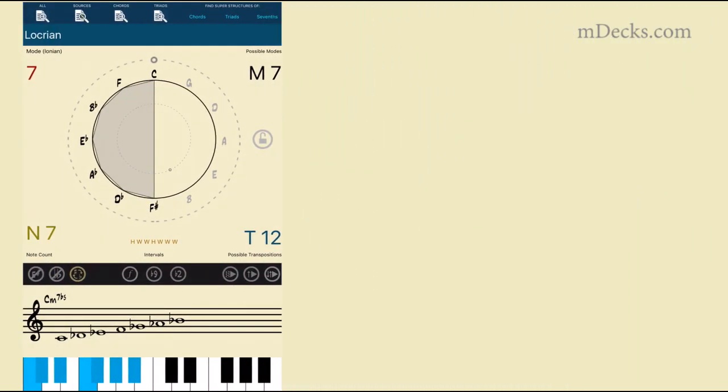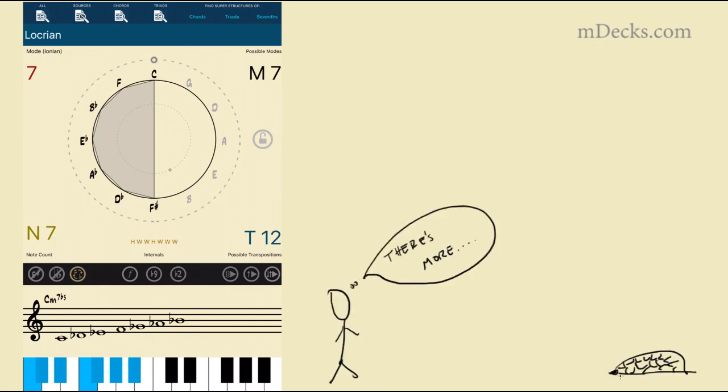Okay, and that's not all. There's more. We know we get the major scale and its modes by using this graph, but what if we draw other graphs?